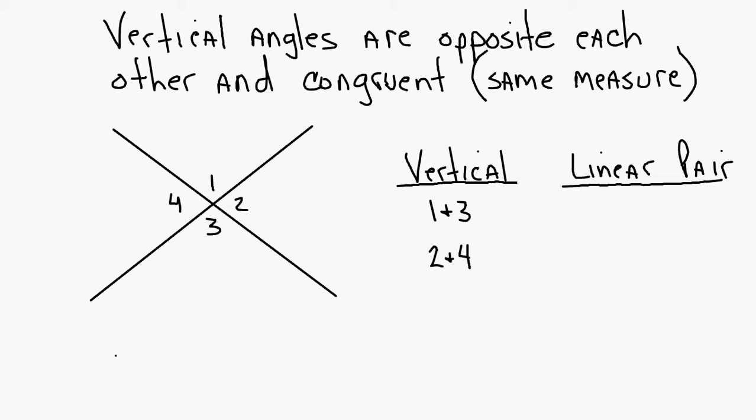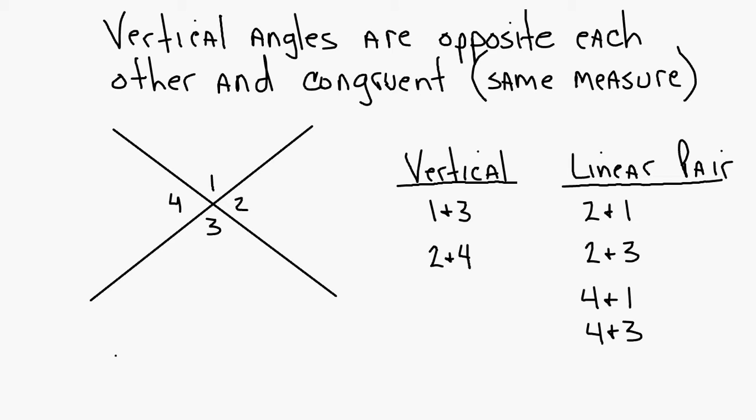So look, a linear pair. What's a linear pair with 2? 1. What's another linear pair with 2? 3. Good. What's a linear pair with 4? 1. What else is up there? 3 and 4, 4 and 3. Okay, they form a line.